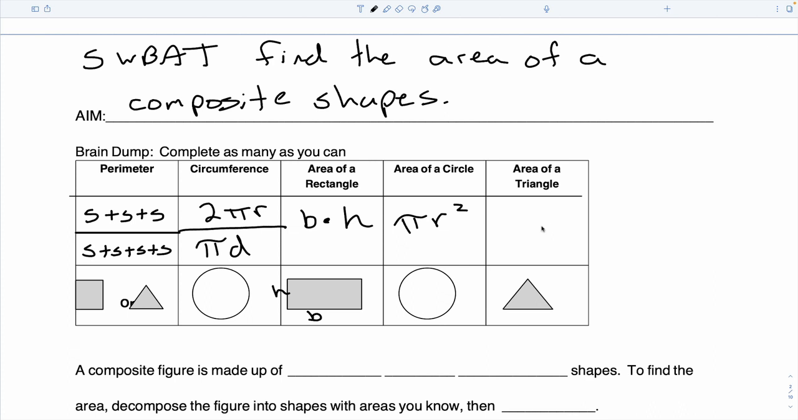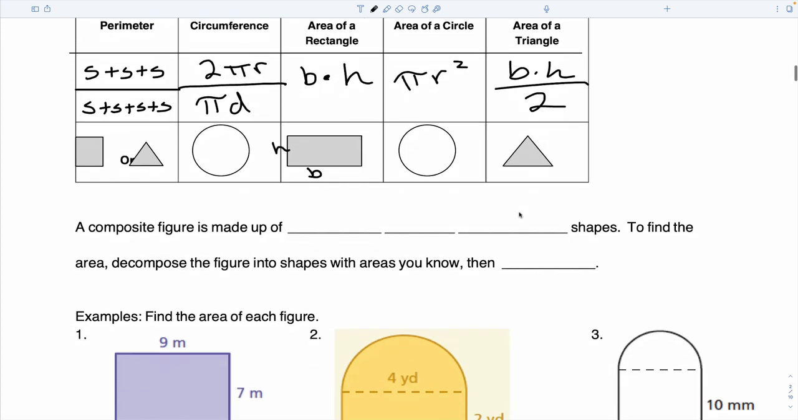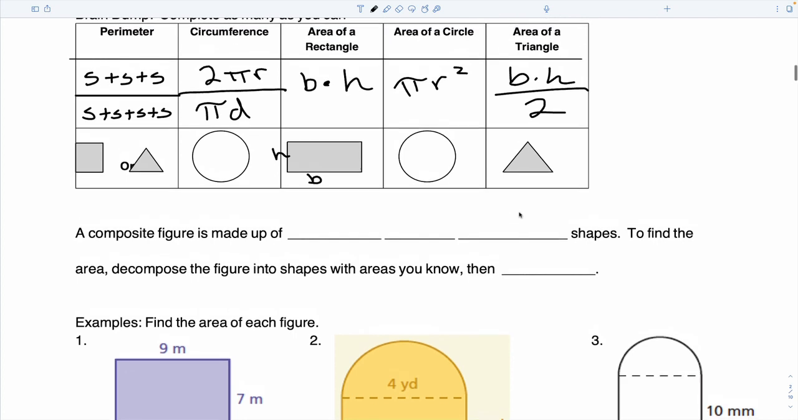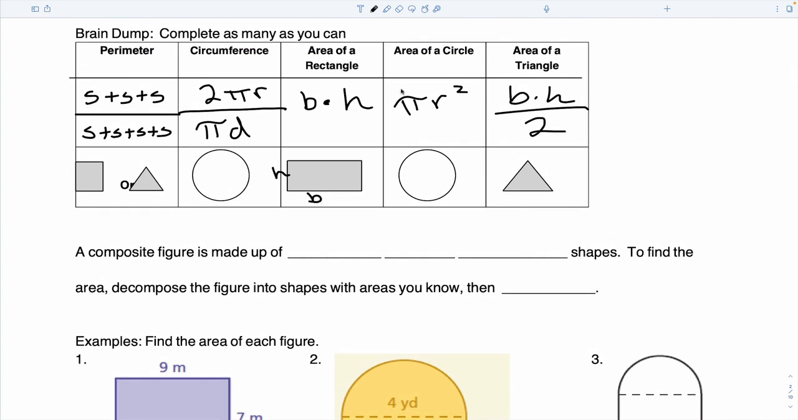Area of a triangle is base times height divided by 2, which we just did in the warm-up. And that's the 5 that you need. No. You would, but we already kind of know that. I'm not going to put that in the formula. Pi r squared is what you're going to use.